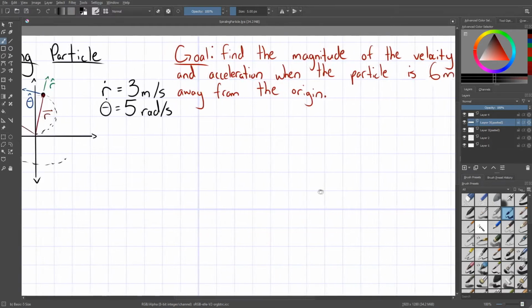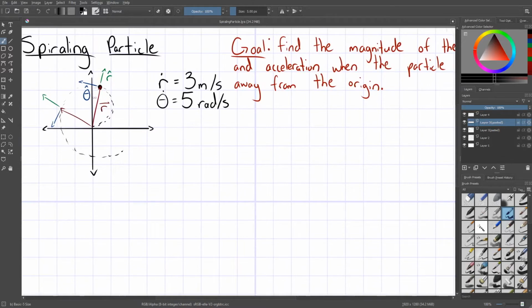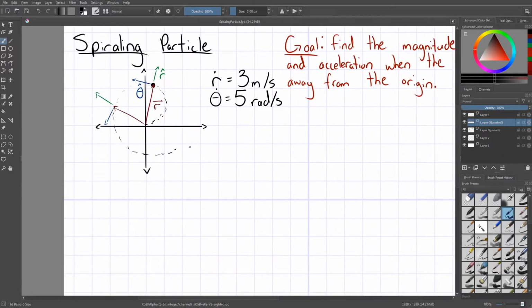So, in order to solve this problem, we need to use polar vectors, right? And so, what we do is we break this motion down into two vectors. One in the r hat direction, right? So this is a unit vector that just points in the same direction as this radial vector, right? And that just points towards the particle.